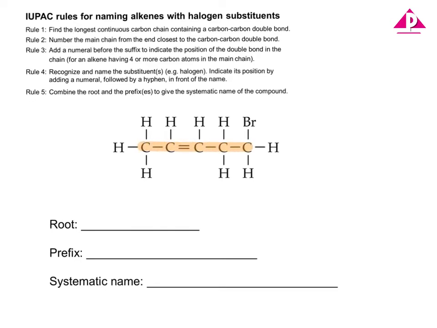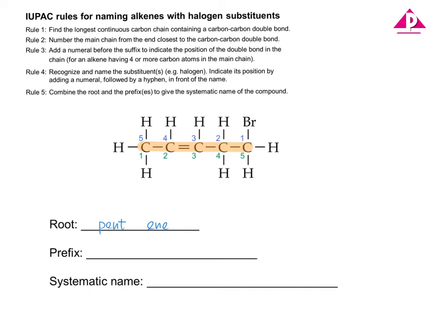For 5 carbon atoms, we name it as pent. For an alkene, the suffix is ene. For an alkene having 4 or more carbon atoms in the main chain, a numeral is included in the name to indicate the position of the carbon-carbon double bond. If we start numbering the main chain from the left-hand side, it would be this. If we start numbering the main chain from the right-hand side, it would be this.